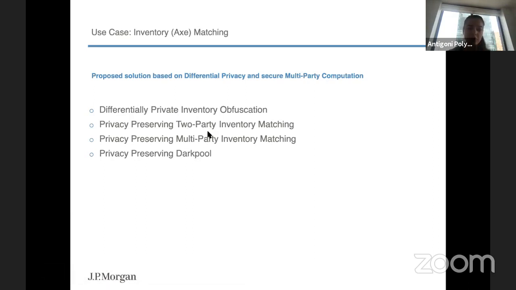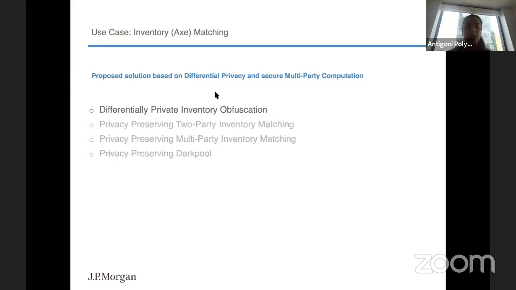I will focus more on the auction part, which is actually the two-party inventory matching and the multi-party inventory matching. And actually, these applications are going to production. The first one is going to production actually this month, and the other ones at the end of this year. So I'm going to tell you more details about that.